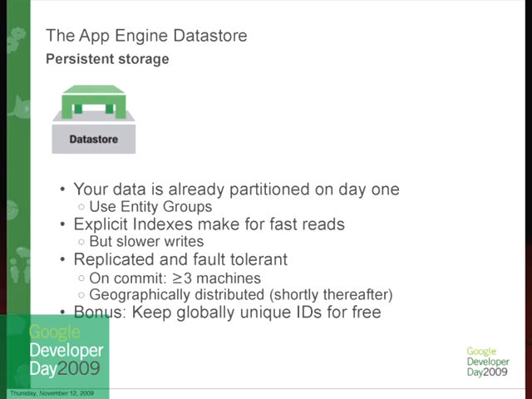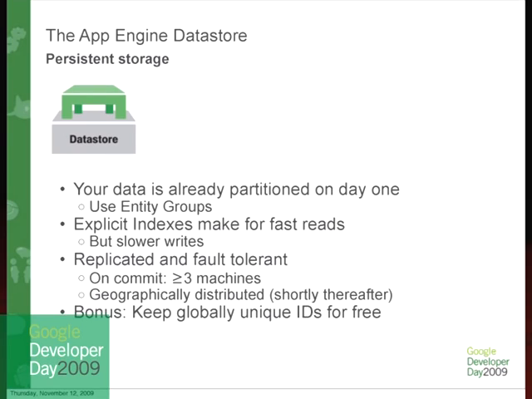Now, there's a number of benefits to the data store. The first is that your data is partitioned from day one. So if you remember that earlier slide where you have lots and lots of MySQL servers, and it's a lot of work to set those up, and a lot of work if you want to double the number. With AppEngine, you just put more data in the system. And the more data you put in, the more distributed it becomes. And it just happens automatically for you.